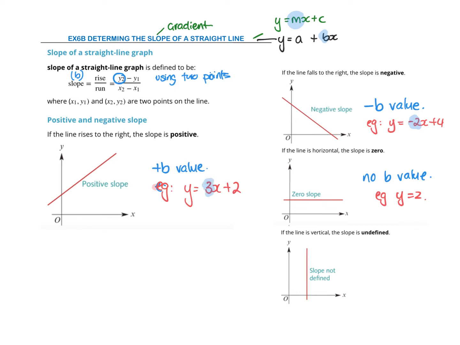Okay? And then if you have 0 gradient, it's horizontal, like walking across flat. The equation would look like this. And then the other one, where it's like this, is undefined. An example of an equation would be x equals 3 or something. It's just one of those x equals. You don't need to worry too much about that. These are the three scenarios you will get.